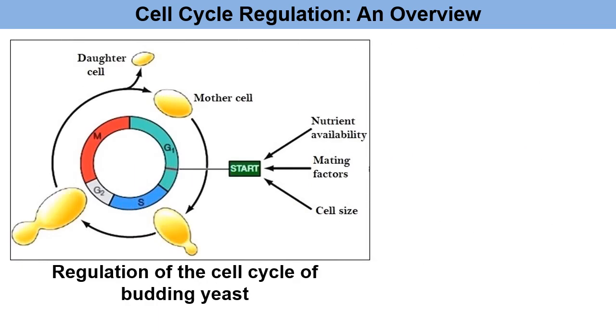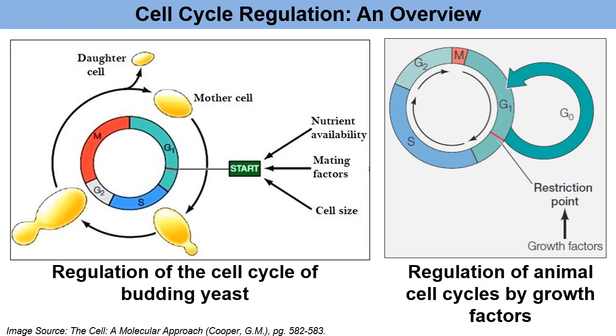As we can see in the image here, which shows the regulation of cell cycle of budding yeast, external factors such as nutrient availability, mating factors and cell size regulate primarily at a point in the G1 called the start. In case of animal cells, the availability of growth factors control the cell cycle at a point in G1 called the restriction point. If growth factors are not available during the G1 phase, the cells enter the G0 phase or the quiescent stage.